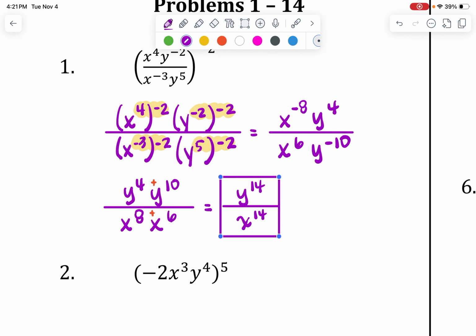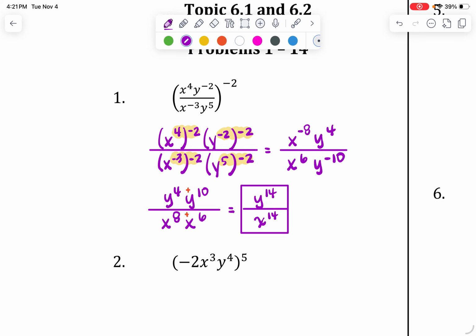Okay, hold on, I got to wipe off my screen really quick. Okay, there we go. I thought it might shimmy my screen.